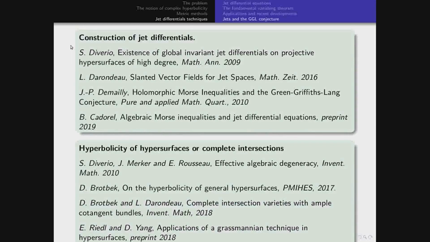Concerning jet differentials, there are several articles you can read on the problem of constructions of jet differentials, and for example the first two I have listed here are based on techniques which were very important for the proof of the algebraic degeneracy of entire curves on hypersurfaces of high degree. It's the work of Simone Diverio, Joël Merker, and also I told you about it in the lecture. And you also have other work on the hyperbolicity of general hypersurfaces, complete intersections, and the work of Riedl and Yang. Lionel Darondeau will probably tell you about this in his lecture.